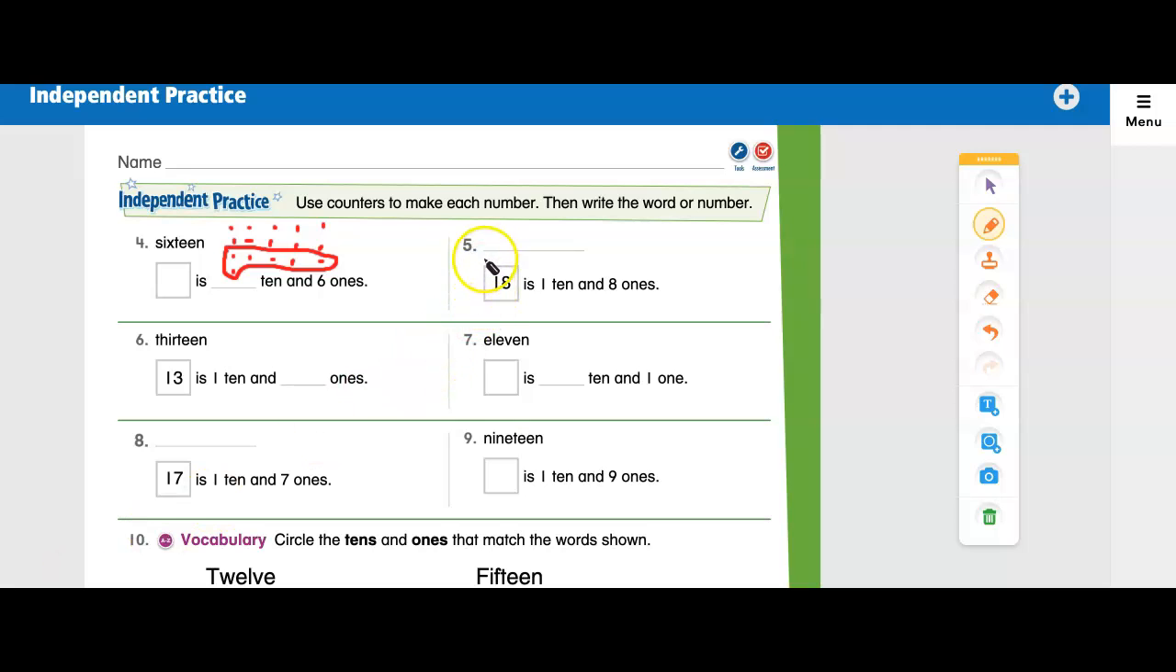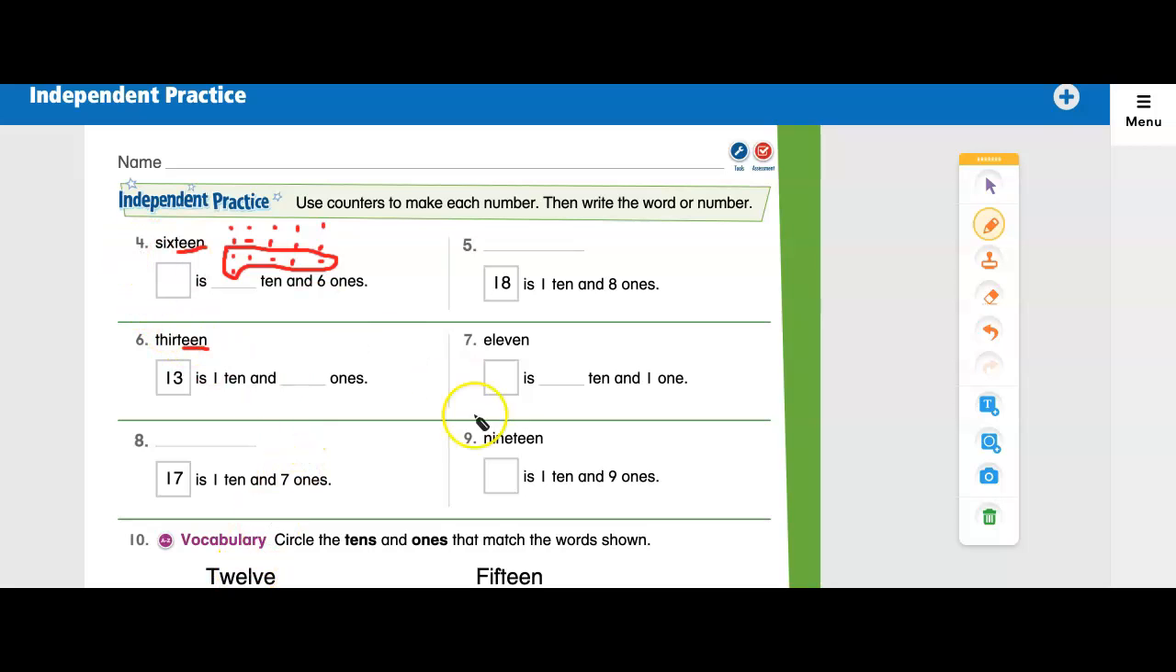For number 5, it wants you to write the word for the number in the blank. The number is 18. 8 was one of our sight words. Do your best to spell the word eight and then "een" is in the numbers here. E-E-N.